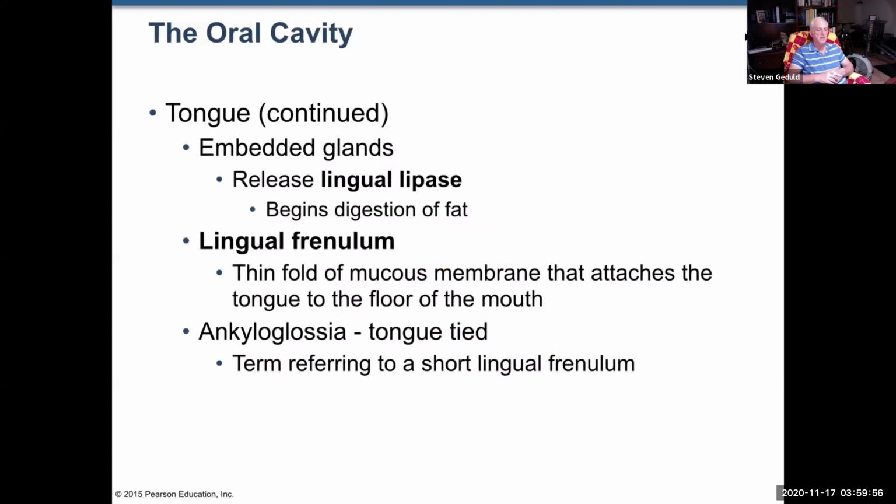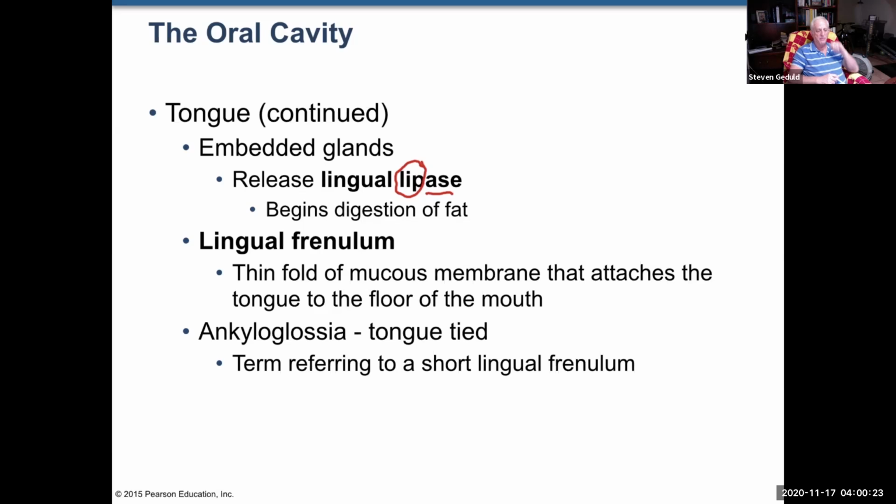There are glands embedded in the tongue that aid in the breakdown of fat. These embedded glands release lingual lipase. "Ase" means an enzyme, and the word preceding it tells you what it breaks down. "Lip" stands for lipids, which are fats, so lipase breaks down fats. Lingual means it comes from the tongue. So this begins the digestion of fats in the body, from the lingual lipase released by the tongue.